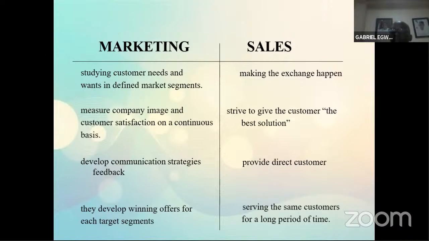Marketing develops winning offers for each target market. Through marketing, you know how you segment the market. You know that these are adults, these are children, these are minors, and whatever. So you know how you package your communication to your target market, right?